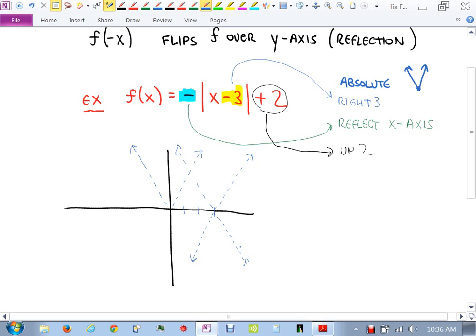And now that graph, where? Up 2. So I'm going to take that point. Remember that corner point, right? I'm going to take that point and pull it up 2. And this is going to be my final picture. I'll do it in red. So there's my corner point, and it goes down like this and like this.